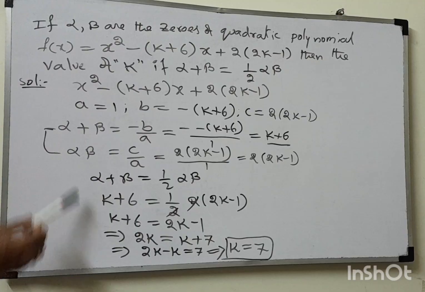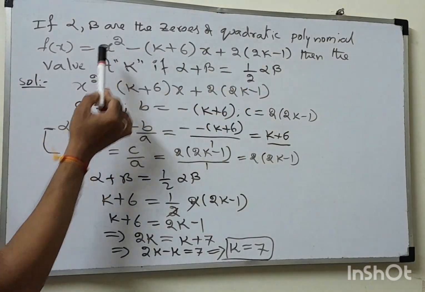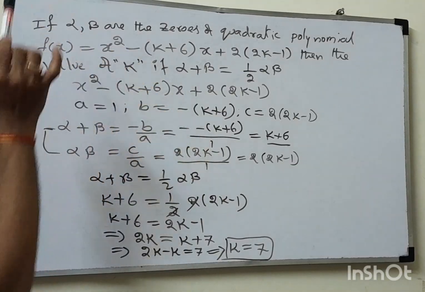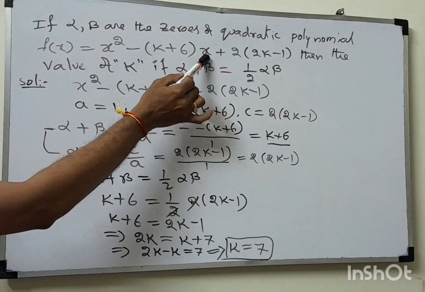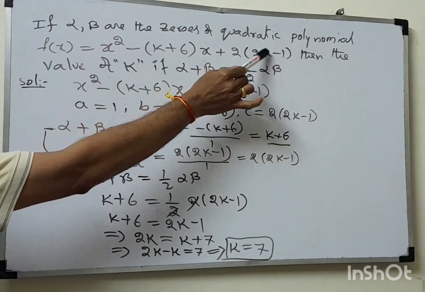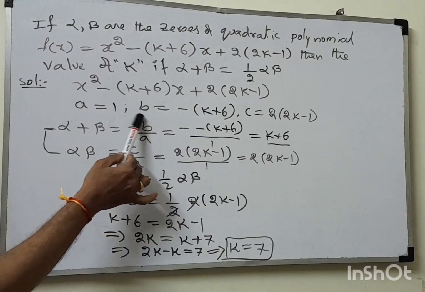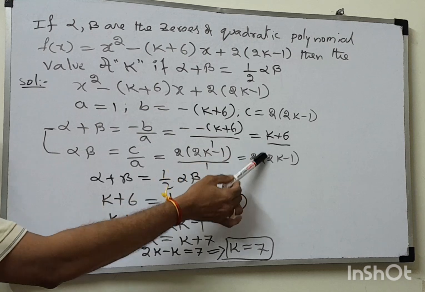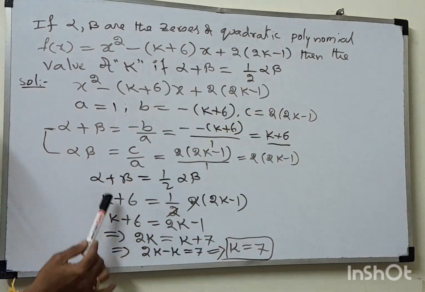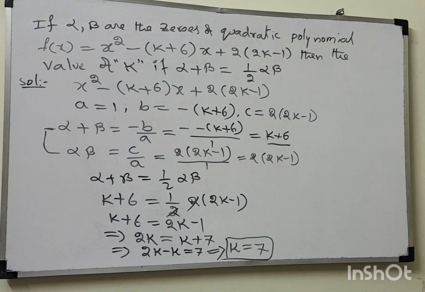So once again, if alpha beta are the zeros of a quadratic polynomial, whenever they give a quadratic polynomial, take out the quadratic polynomial and identify its coefficients. X square coefficient is a, x coefficient is b, and constant is c. After that, the sum alpha plus beta becomes minus b by a, and the product alpha beta becomes c by a. Get those values, substitute over here, then solve for k, which equals 7. So this is the way we need to do the problem solving.